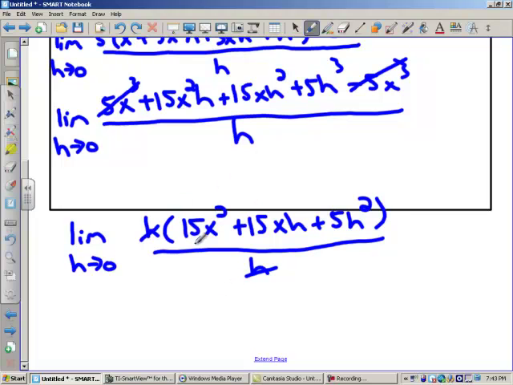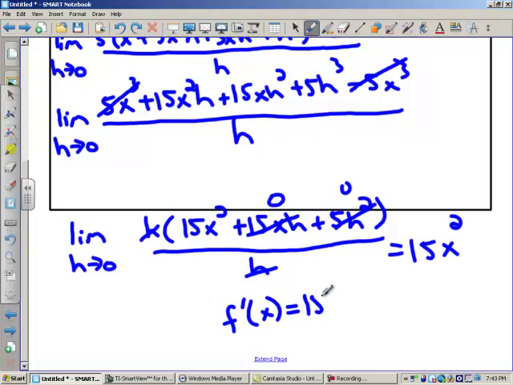And what we have left is we've computed our limit if we plug in 0 for h. So if we plug in 0 for h, it's going to cancel this term, and it's going to cancel this term, and we have our derivative. 15x squared is f prime of x. And what is that? That is how you find the slope of the graph anywhere you'd like.